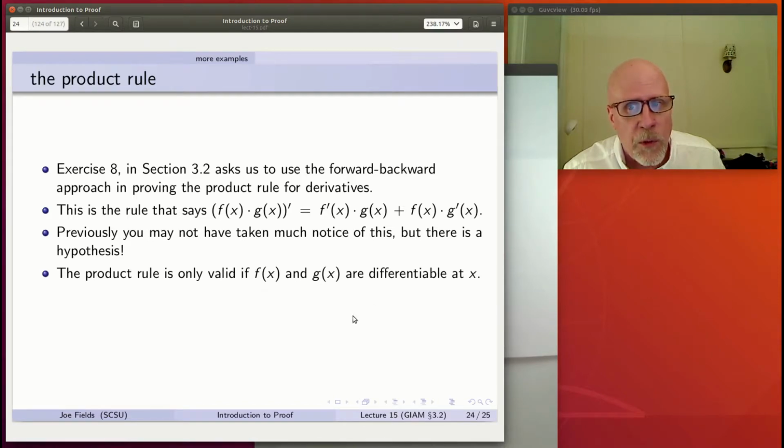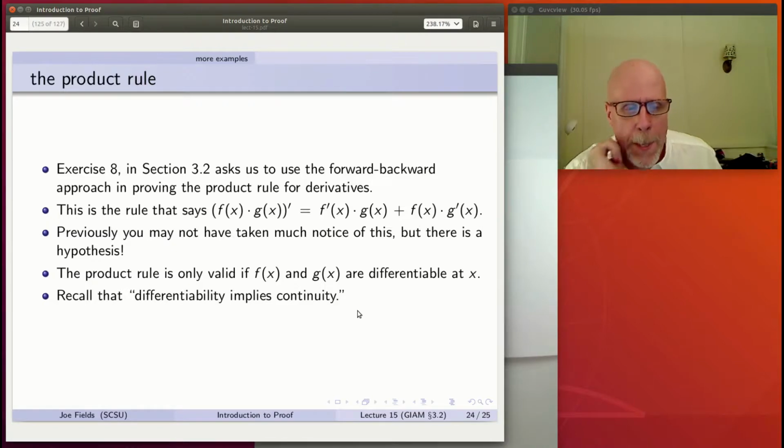This is another one of these theory-based things that people often skip over, but if you've got a differentiable function at a point, that implies continuity at a point. And we will need both of those. We'll need that the functions are differentiable and that they're continuous at a point x.